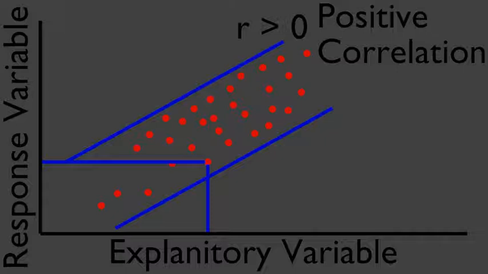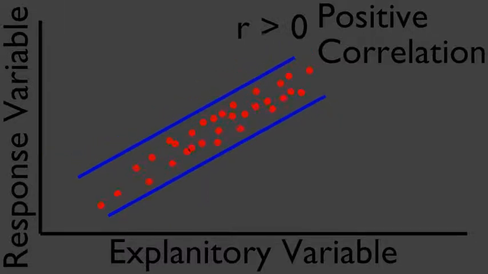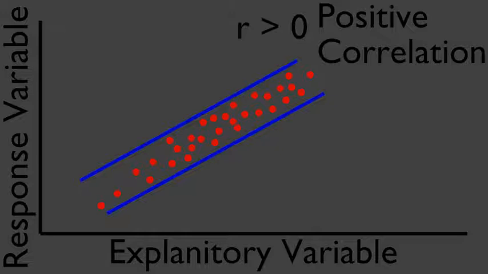And just like the negative correlation, as the dots get closer and closer to an actual line, we say it has a stronger and stronger correlation. In this case, our R value would get closer and closer to 1, indicating that we have a strong positive correlation.